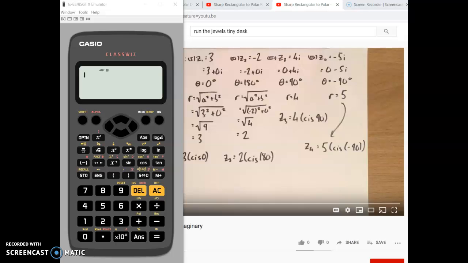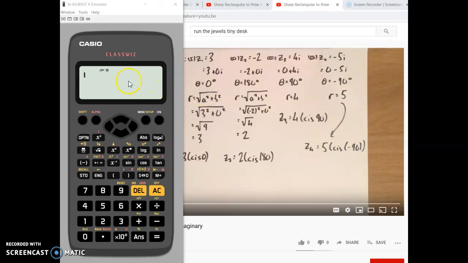Okay, I'm going to quickly run through rectangular into polar form for these purely real or purely imaginary numbers. So numbers like 3 or -2 where they don't have an imaginary part, or numbers like 4i and -5i where they don't have a real part. So again, I've done these by hand before in a different video.